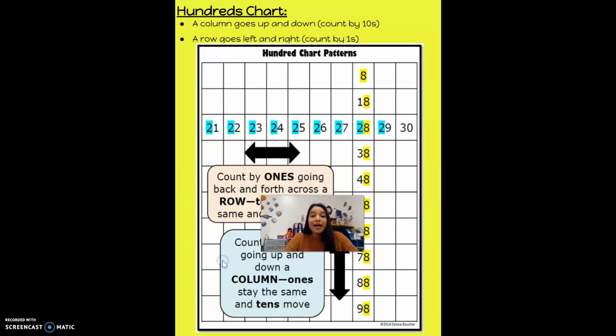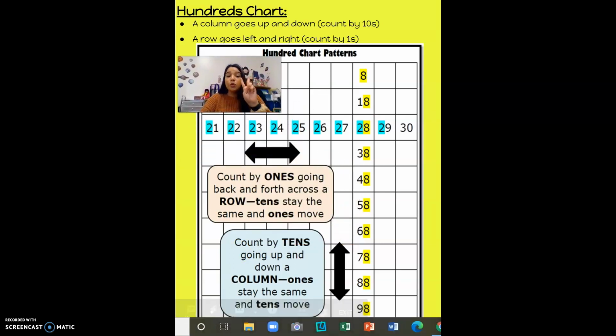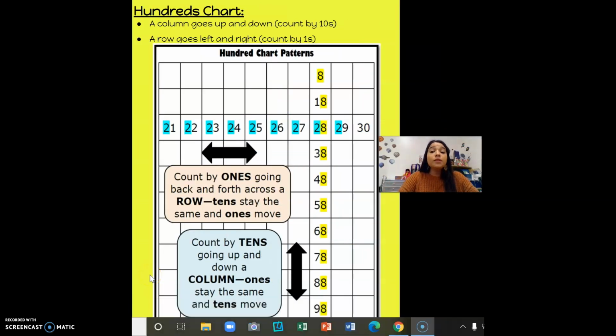We're going to go ahead and look at our hundreds chart. And right here, there are 2 important rules when looking at our hundreds chart. First rule is a column goes up and down. So a column goes up and down, up and down. And when we are going up and down in our hundreds chart, we are counting by tens. So let's go ahead and look at our hundreds chart right here. And let's look at the numbers that are highlighted in yellow. So right here we have 8, 18, 28. And you can see that we're counting by tens as we go up and down.